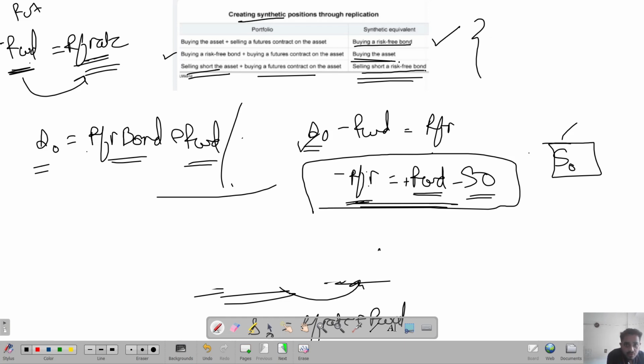You should know how to create synthetic positions using both put-call parity, fiduciary call, and put-call forward parity. So this was the concept.